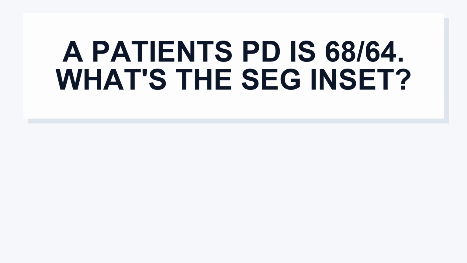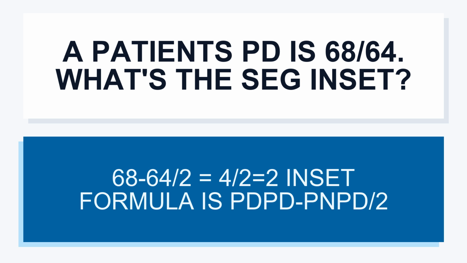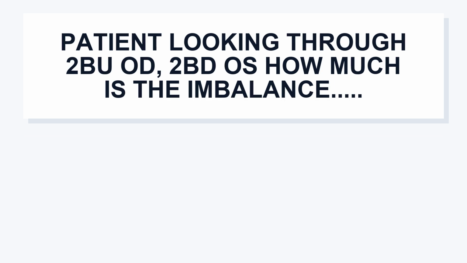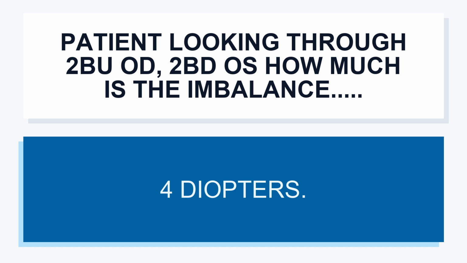A patient's PD is 68/64. What's the seg inset? 68 minus 64 equals 4, divided by 2 is equal to 2. Inset formula is far PD minus near PD divided by 2. Patient looking through 2 BU OD, 2 BD OS. How much is the imbalance? 4 prism diopters.